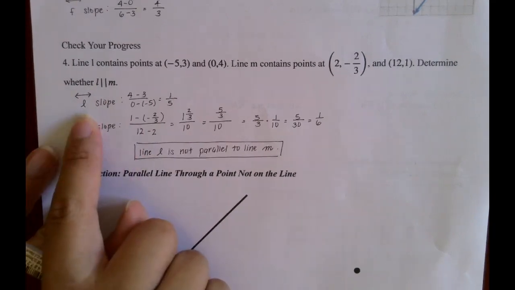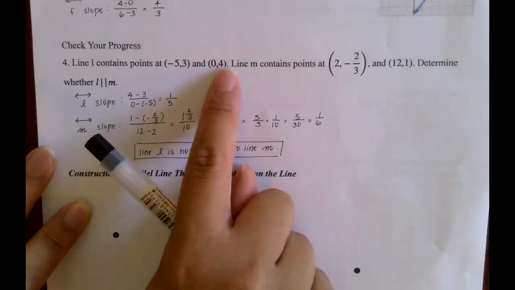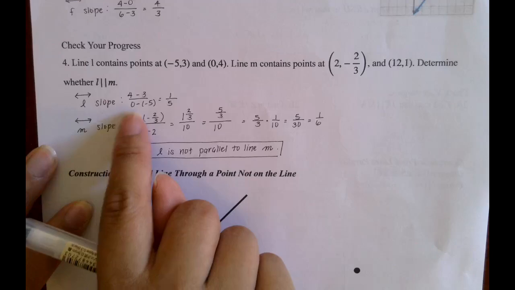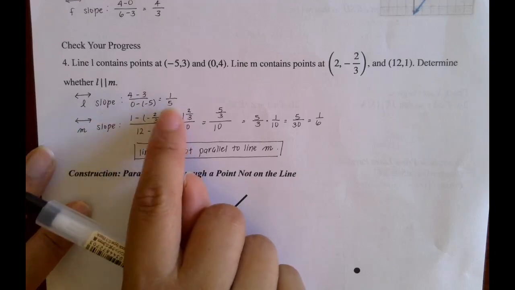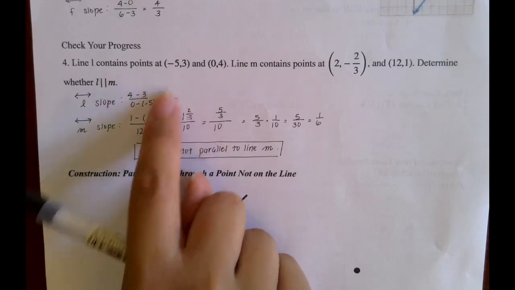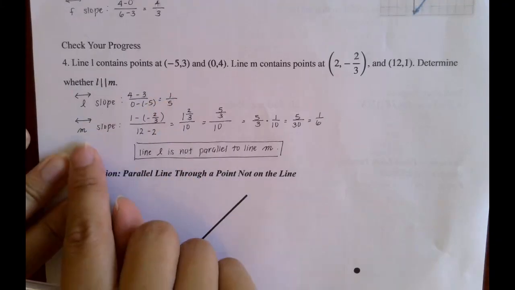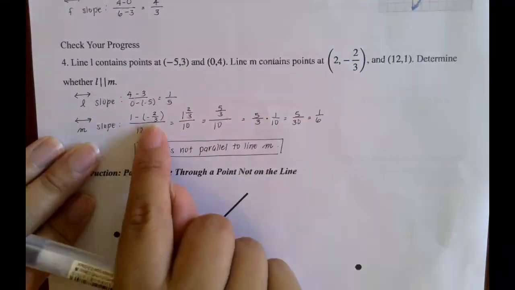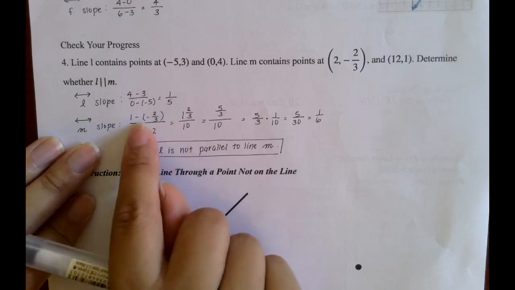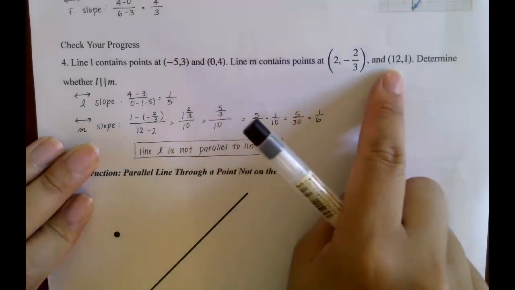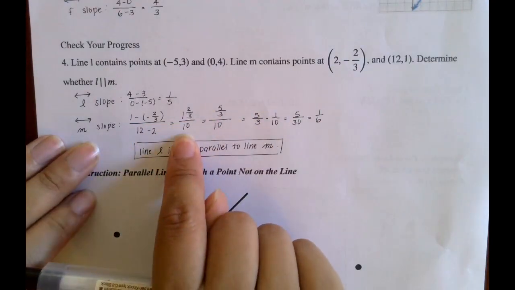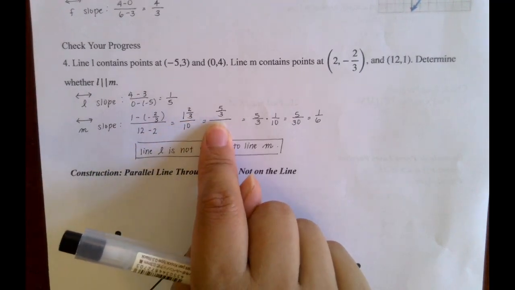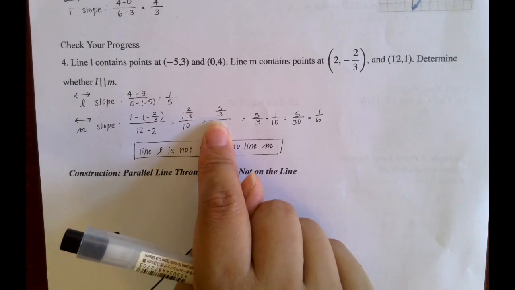Okay, so slope for line L, I did 4 minus 3, which is 1, over 0 minus -5, so that's plus 5, so 0 plus 5 is 5. So the slope for line L is 1/5. For line M, I did 1 minus -2/3, which is plus, so 1 and 2/3. And then 12 minus 2 is 10. I changed the 1 and 2/3 into an improper fraction, which is 5/3.